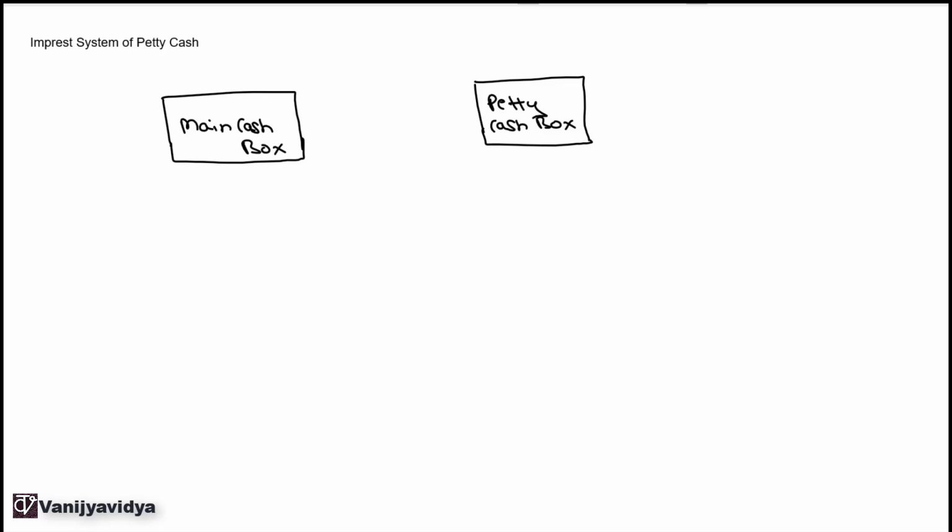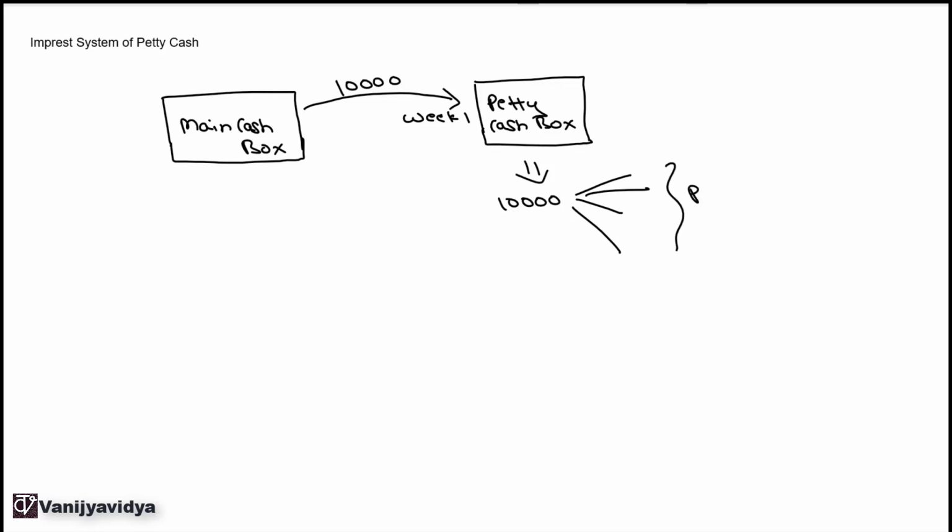Say now this is a new business. So main cashier will transfer the amount. Say that 10,000 has to be maintained by petty cashier at the beginning of every week. So main cashier will transfer 10,000 from main cash box to petty cash box at the beginning of week 1. Now petty cashier will spend this 10,000 on various petty expenses.